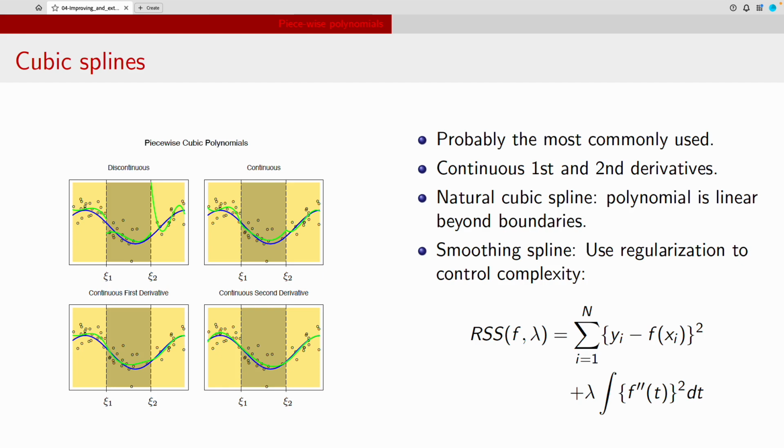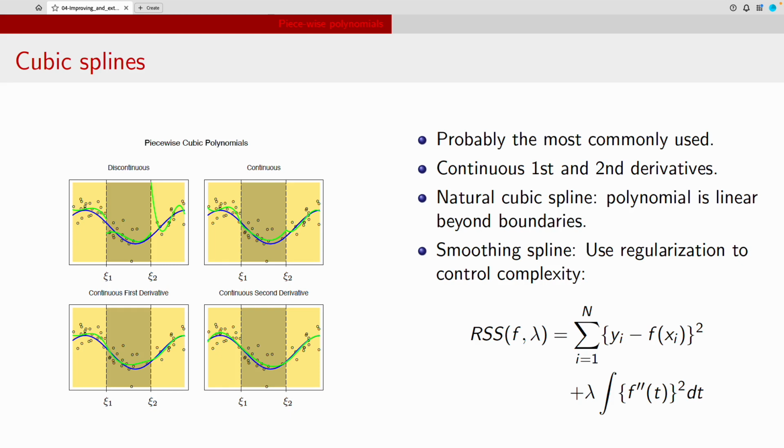Now, a natural cubic spline is basically a polynomial that is linear beyond the boundary. So in other words, if you project the predictions beyond the boundaries of your data, the model still continues on in a linear manner. And most often what you use is what is called a smoothing spline. The way that a smoothing spline works is that it uses regularization, again that concept of regularization, to control the complexity of your smoothing splines, right?